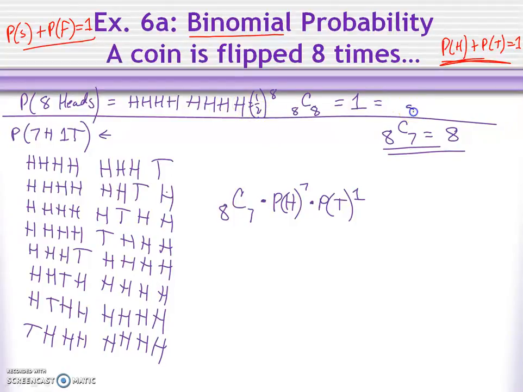This would have been 8c8 times the probability of getting heads to the 8th power times the probability of getting tails. How many tails did you get? 0.